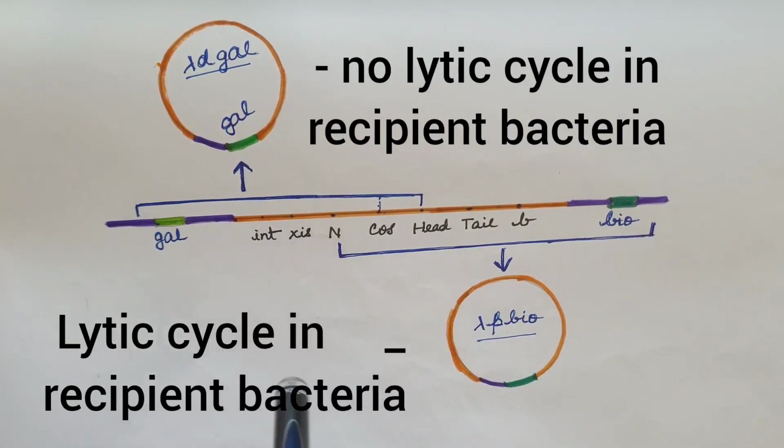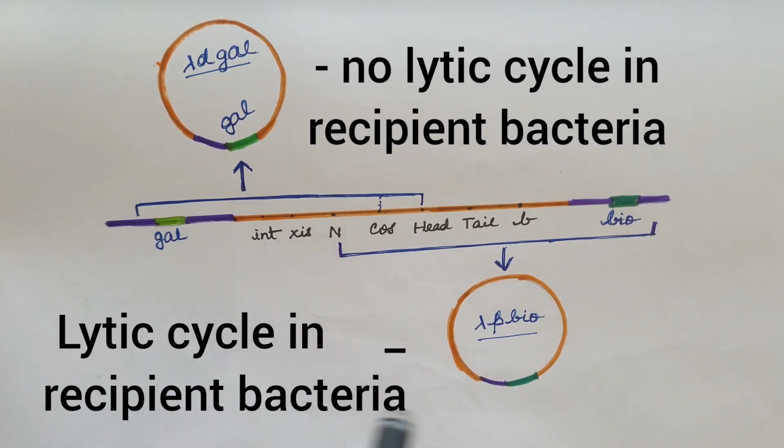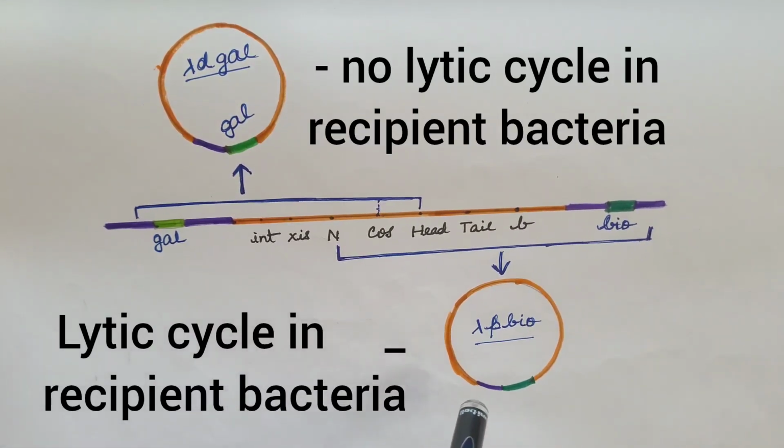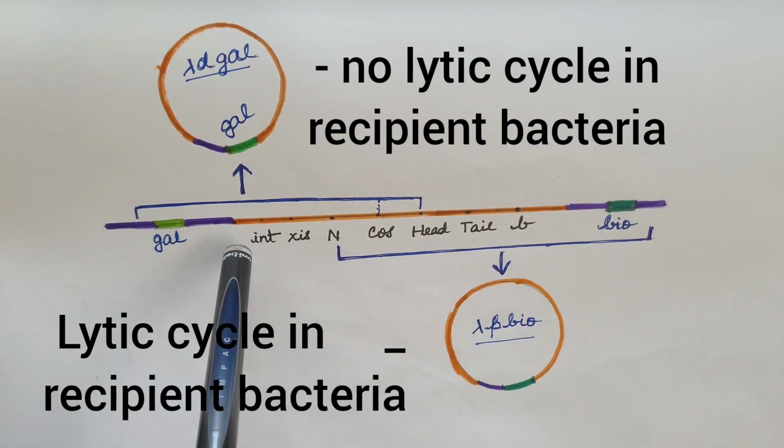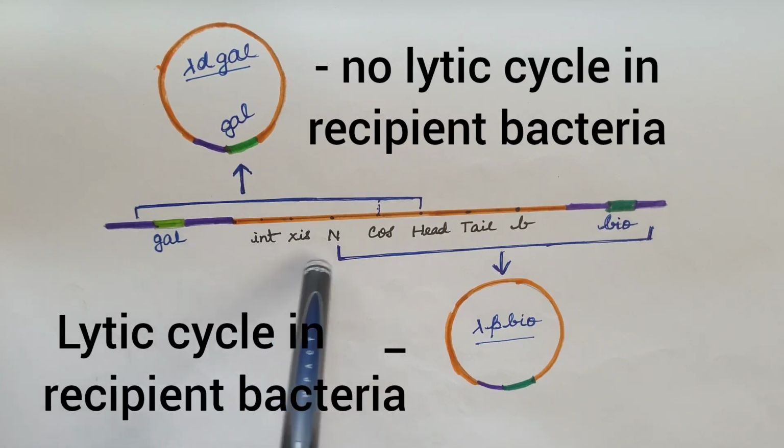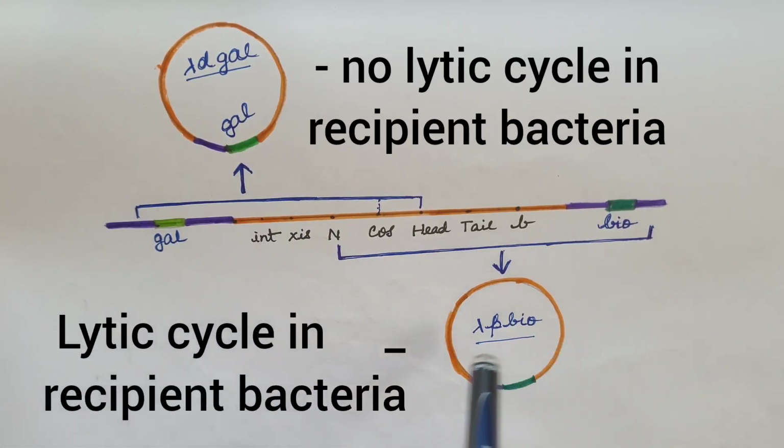These transducing particles are released by the lysis of the donor bacterial cell and then infect recipient bacteria. These are able to reproduce or perform the lytic cycle because here the essential genes are not lacking. Head and tail genes are present. The genes which are lacking or missing are non-essential. So, new viral particles are produced and then these are released by the lysis of the recipient cell. These are known as lambda P bio, where P stands for plaque forming.